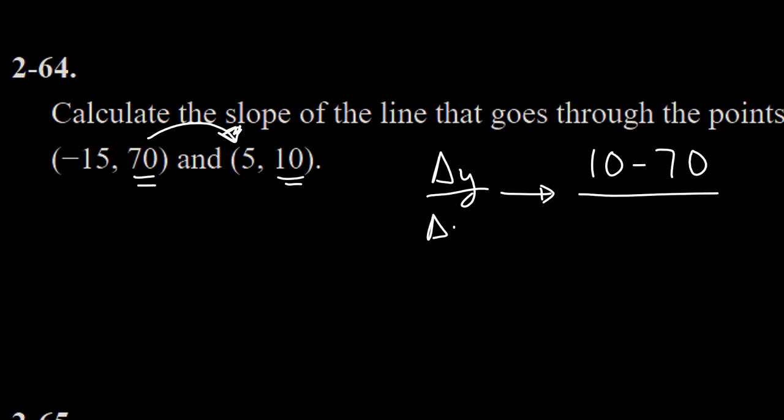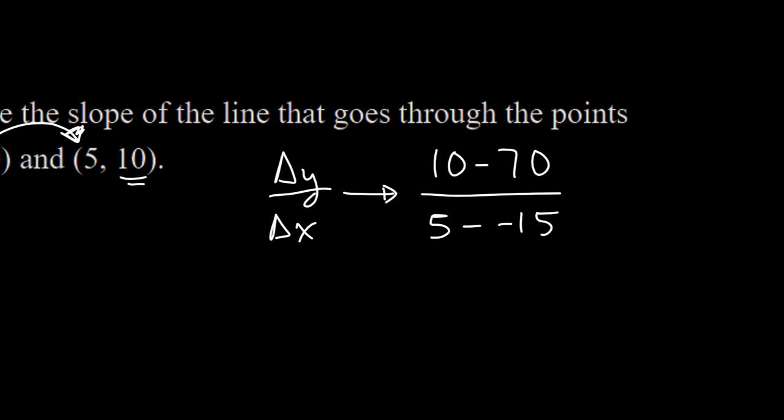For my change in x, I'm going to go the same direction. My x value ends at 5, and I started at negative 15. So I've got 5 minus where I began, negative 15. So again, when I find the difference of these, it's always a subtraction problem, and realize that you could end up subtracting, in this case, subtracting a negative 15.